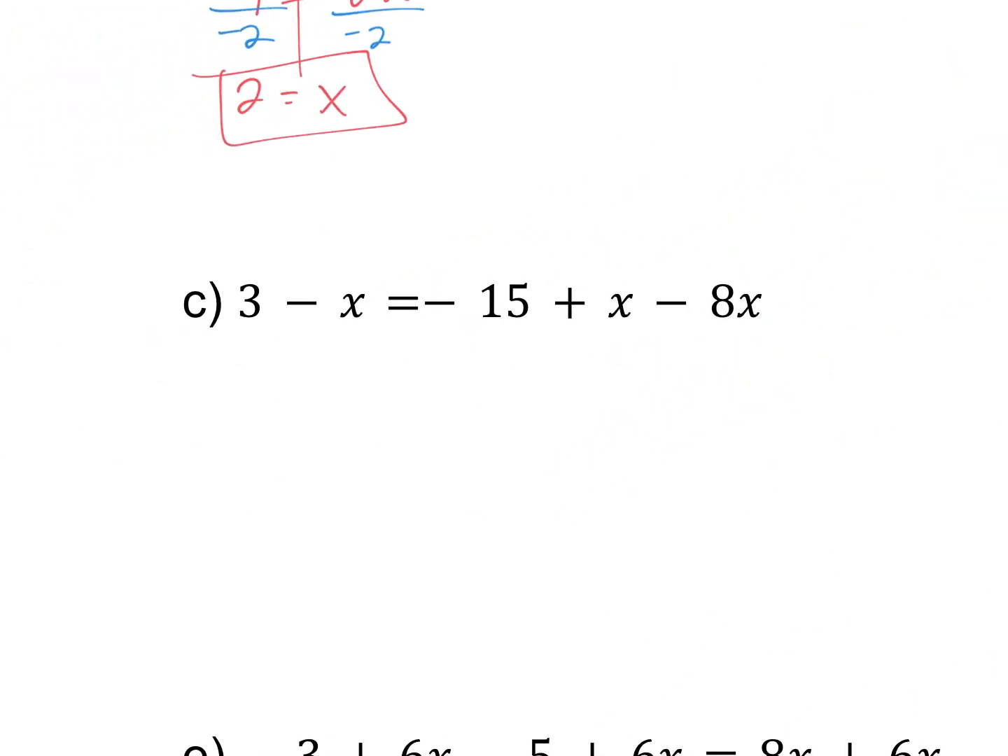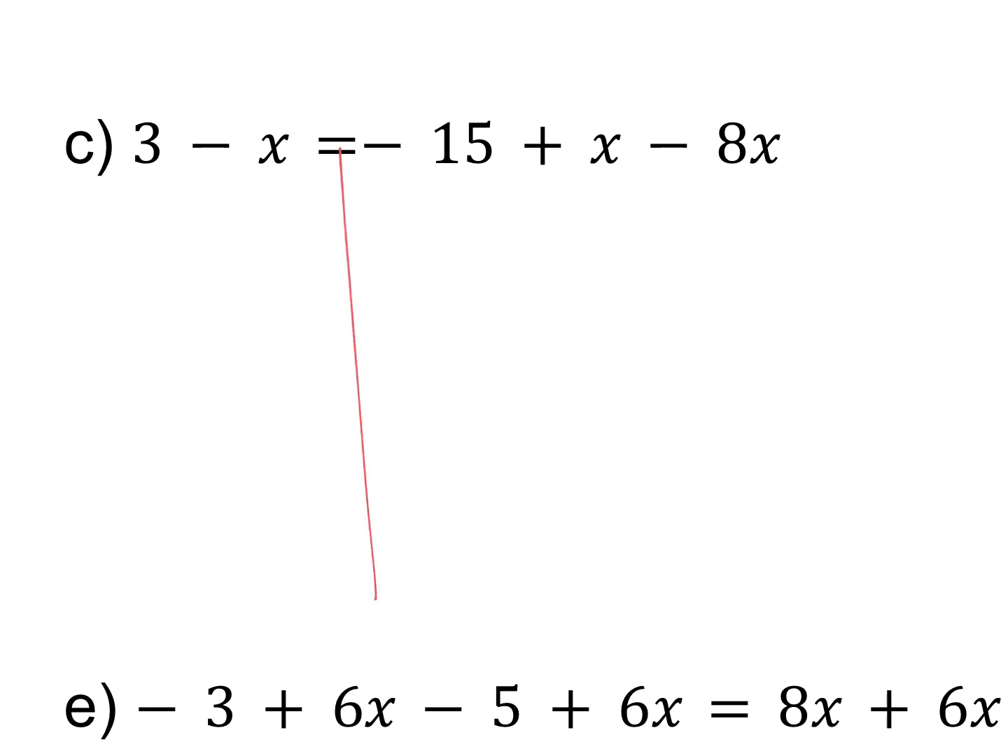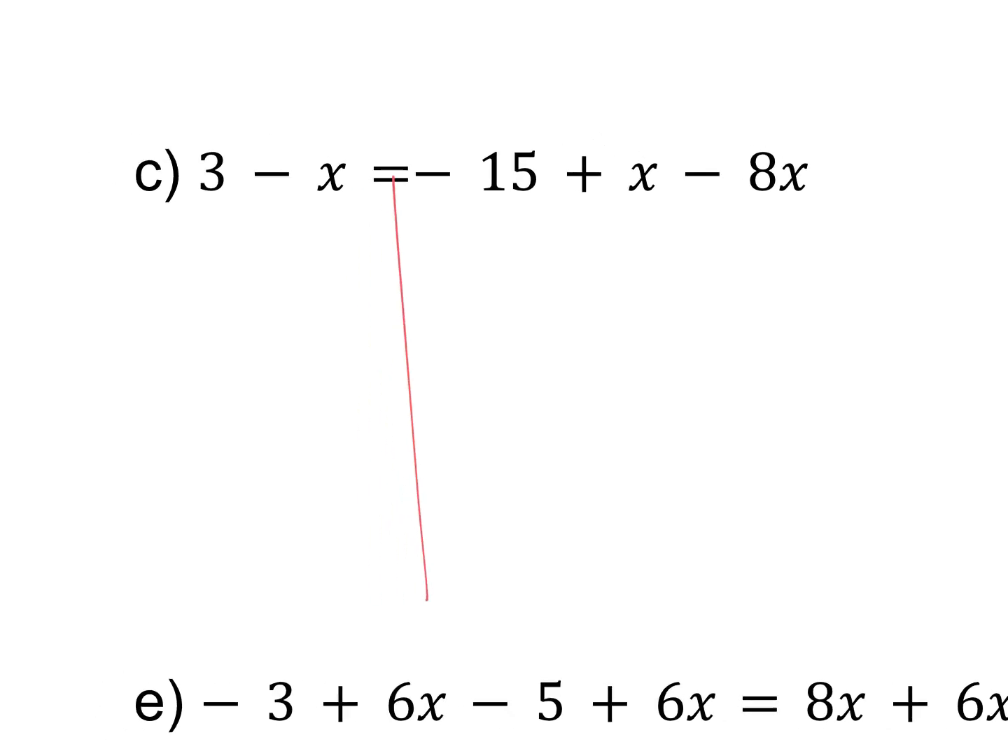All right, the next problem. Draw your line down. Let's go ahead and talk about the left side first. Are there any like terms to combine over on the left? Looks like we have a 3 and a negative x, and you can't combine those. All right, so now let's see on the right side, we have a negative 15. There's nothing to combine that with, but the x's you can. So positive x minus 8x, and if you want, make that positive x a positive 1x. So now when we combine those, you get 1 minus 8 is negative 7x.